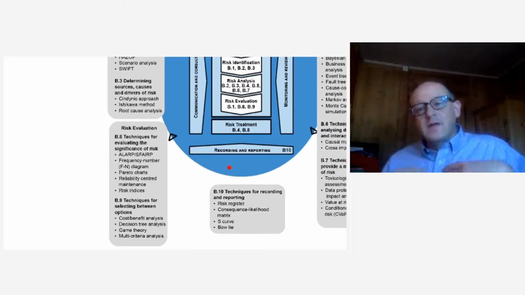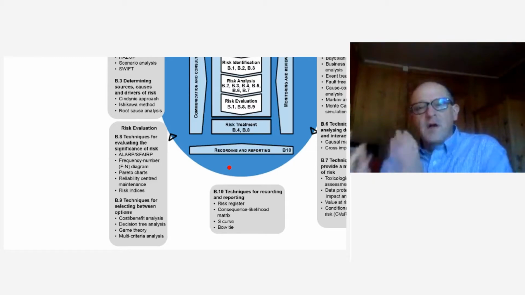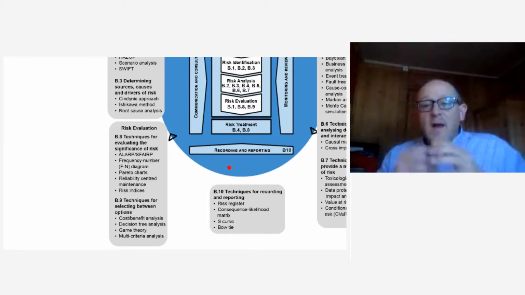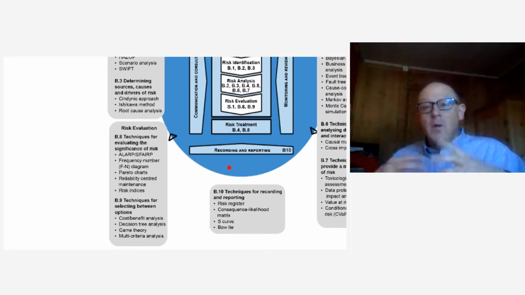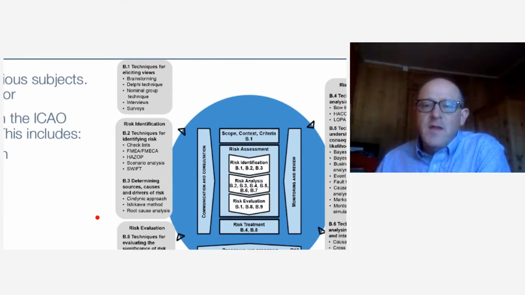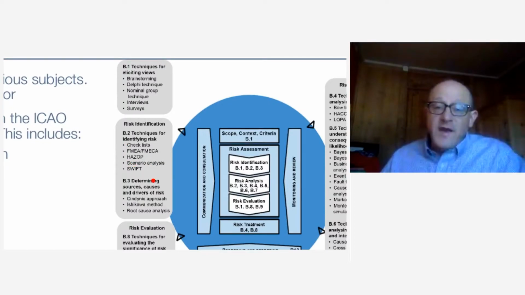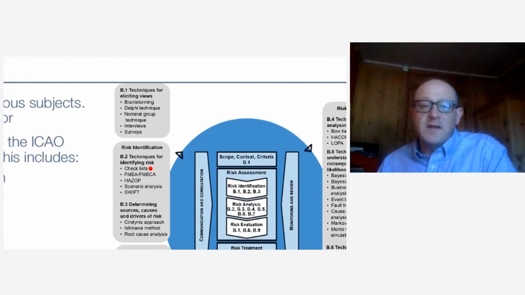And then we need to be able to choose between different options. So when we have risk reduction option A and risk reduction option B, we have to evaluate which one is better, which one is more suitable to what we do. Techniques there as well. Then we have risk identification, scenario analysis, SWIFT checklists, cause and effect, the ICAO fishbone method, root cause analysis. So that's basically the things that you can look at.